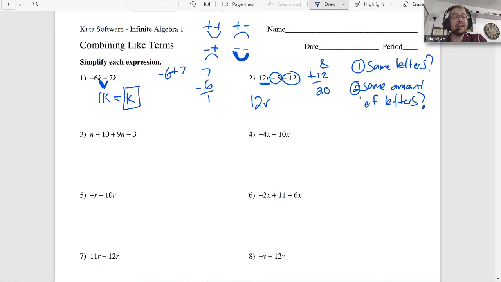So if I add two negatives, remember, multiplying two negatives gives you a positive. Adding two negatives gives you a bigger negative. So it's going to be minus 20. Okay, negative 8 minus 12 is minus 20. All right, on to the next one.